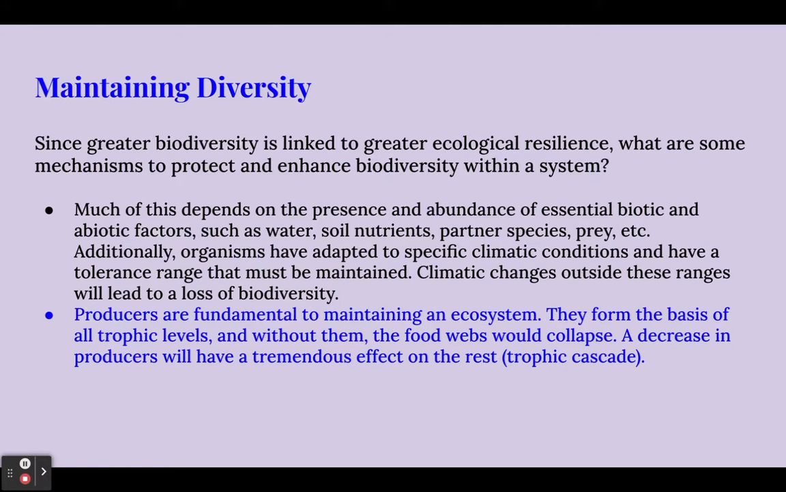And then with maintaining diversity, so we know producers are fundamental to maintaining an ecosystem. So that's what's forming the basis of all trophic levels. So a food web would completely collapse if producers were taken out. This is another example of a trophic cascade. So cascades can happen from bottom up or from top down.